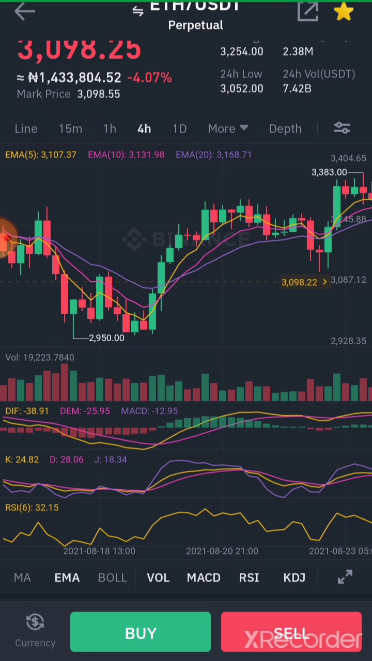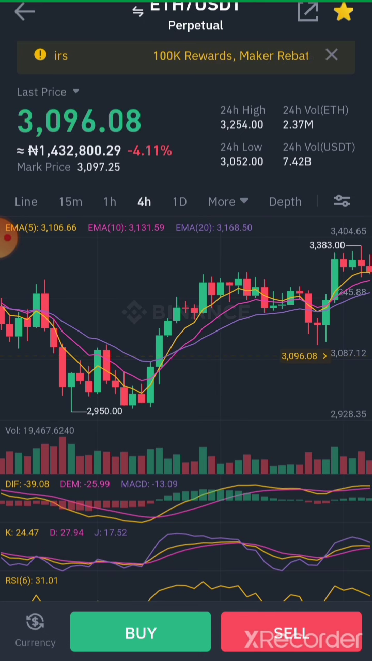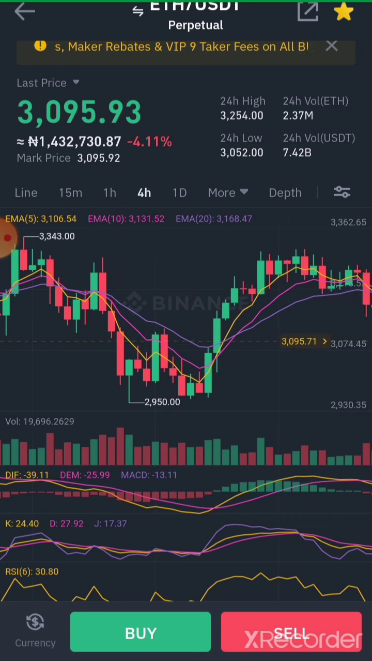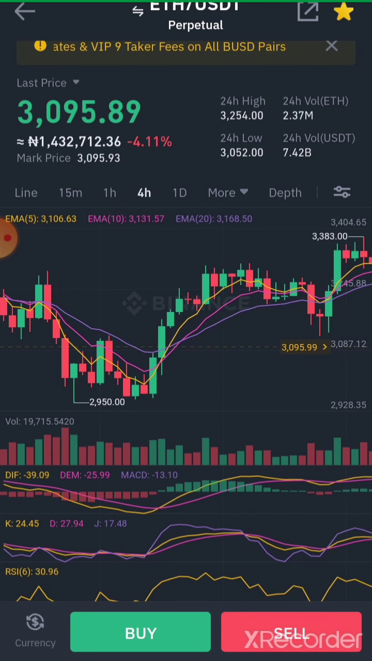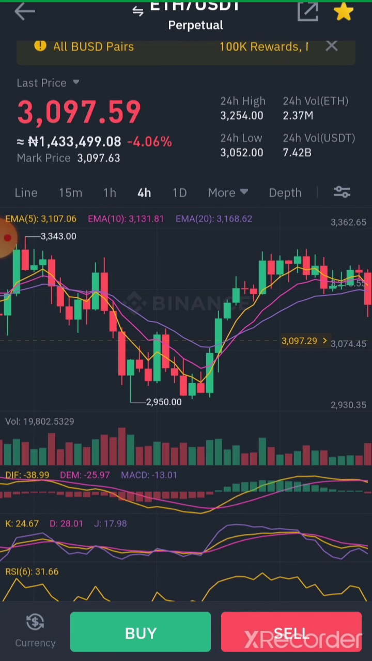The indicator we employ here is the EMA, the exponential moving average, and the exponential moving average itself is a resultant of simple moving average calculations. Well, let me not bore you with all of that. So what I want to bring to your notice is that if you look at our chart here, this is our ETH USDT chart. You see the three moving averages here. We have the EMA 5, the EMA 10, and the EMA 20.